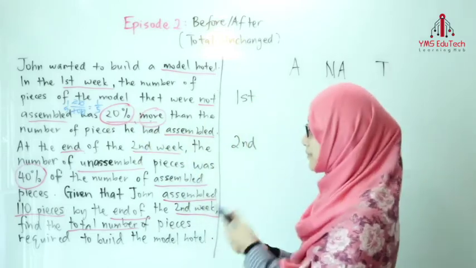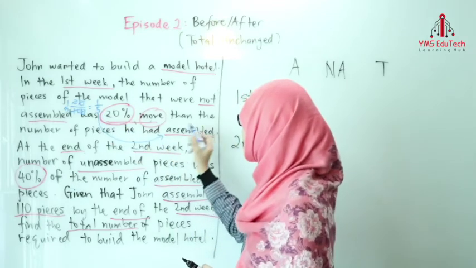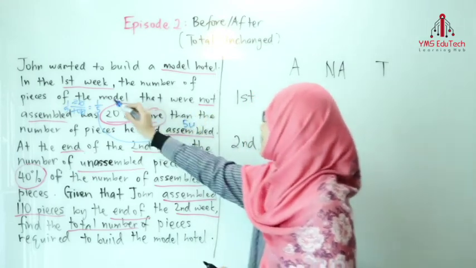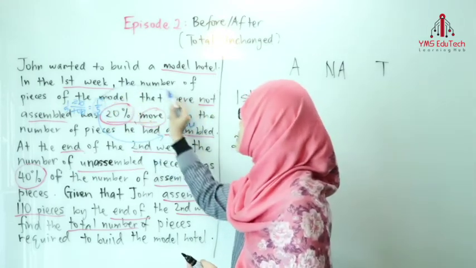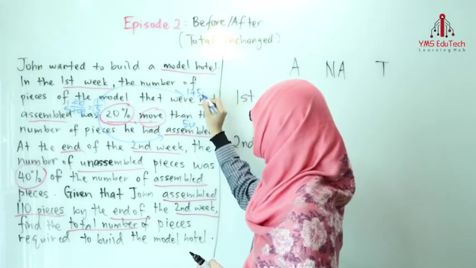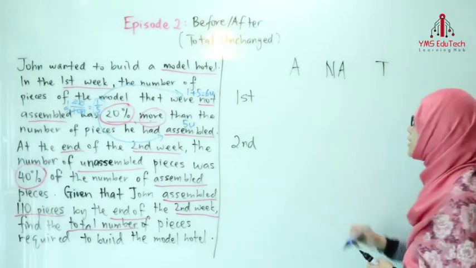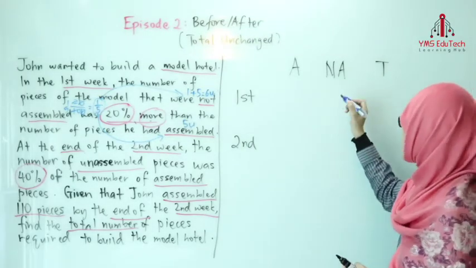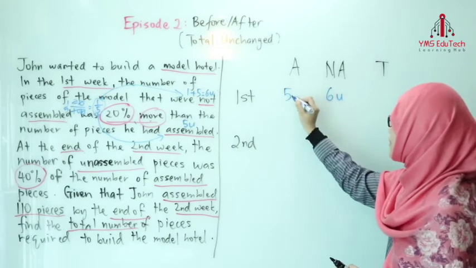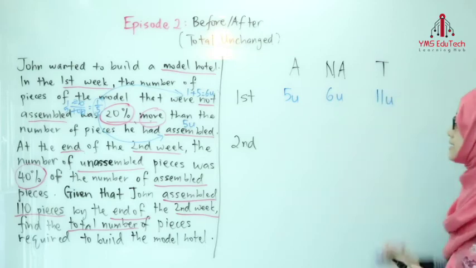Meaning to say, this 5 units belongs to the assembled, and the number of units that were not assembled will be 1 plus 5, which is 6 units. So we're going to write that down on our table. Not assembled, 6 units. Assembled, 5 units. That gives us a total of 11 units.